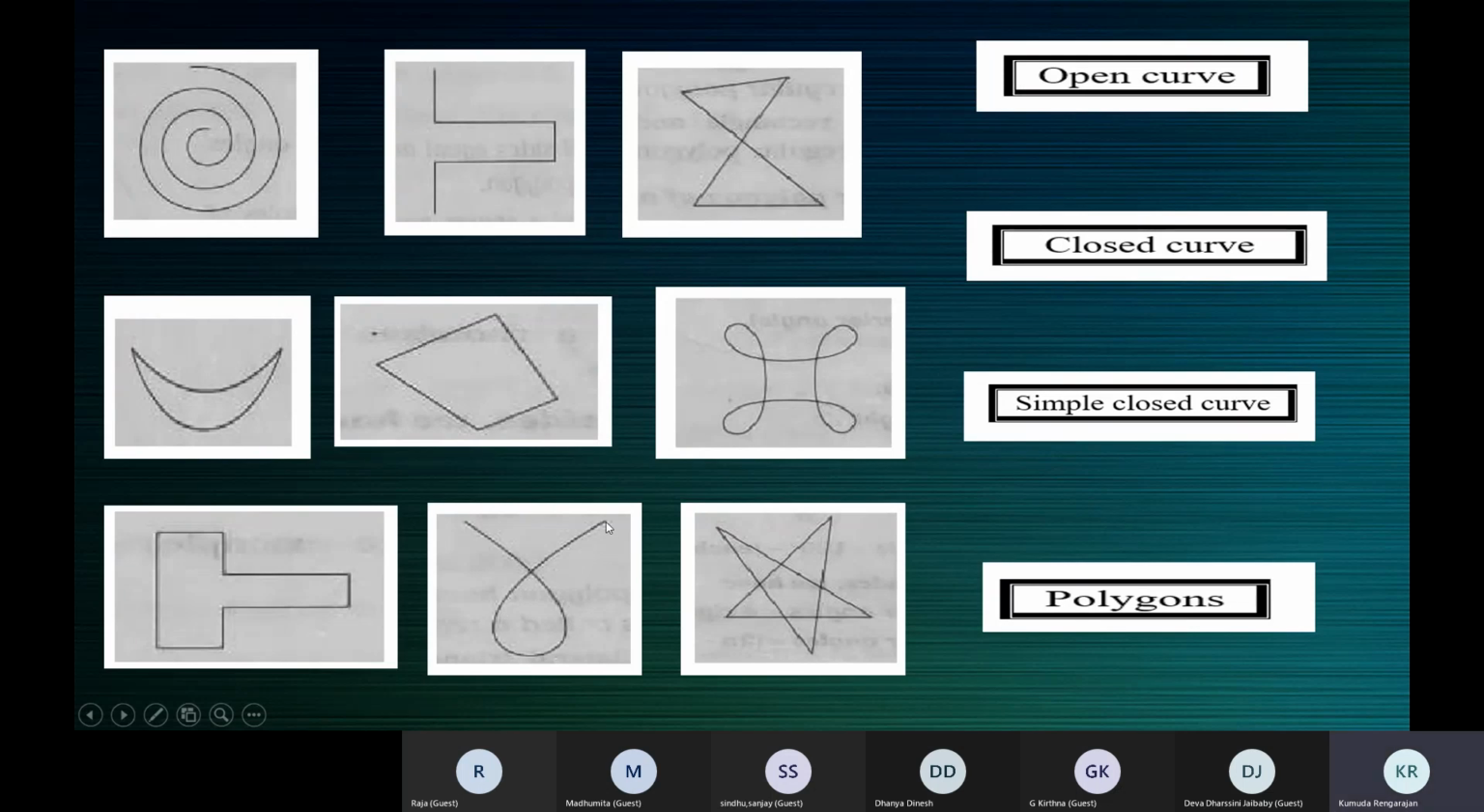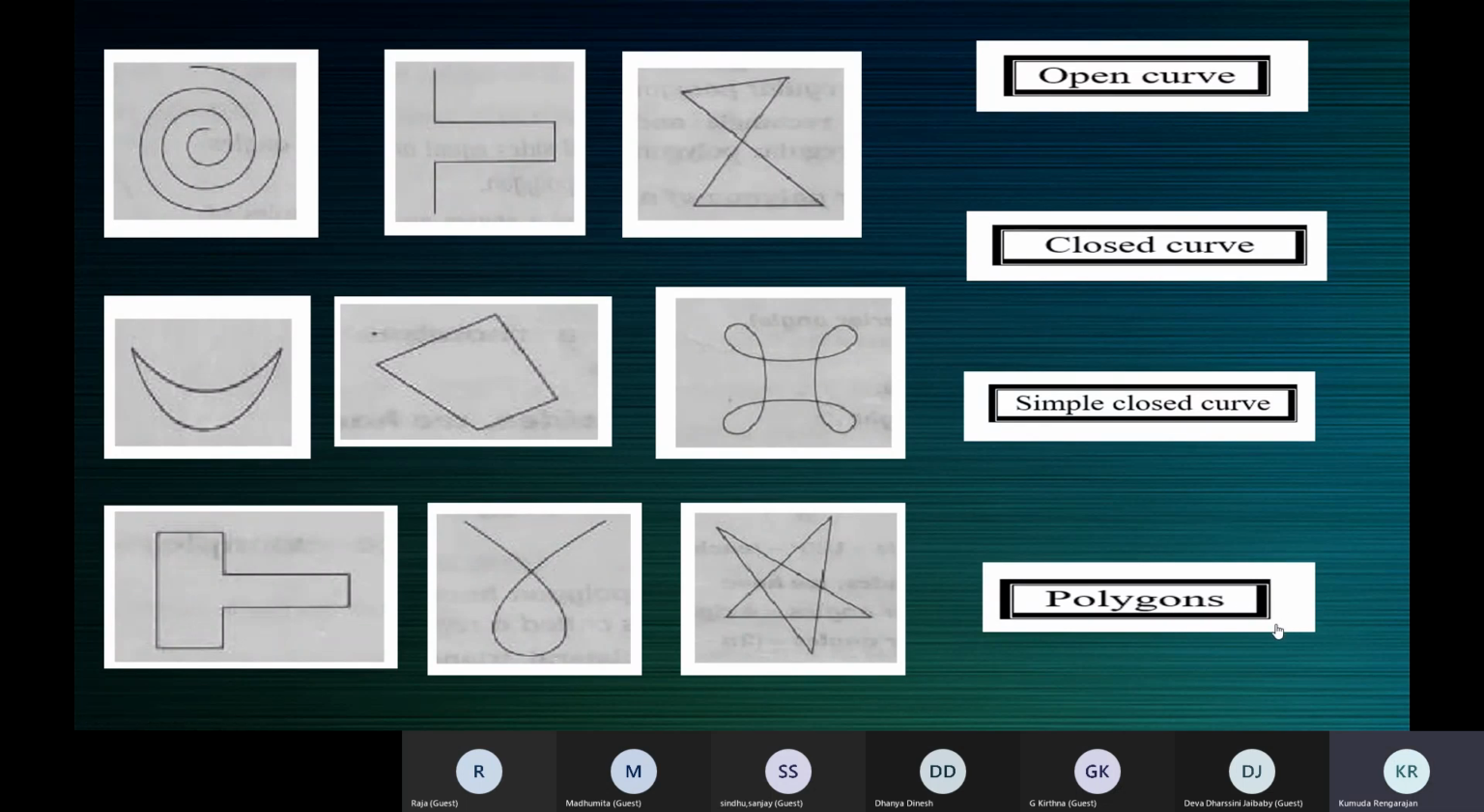Is the start point equal to the end point? No, ma'am. See, even if I do it like this, if I come like this, this is the start point. This is the end point. Okay, let me do it like this. The start point is different from the end point.